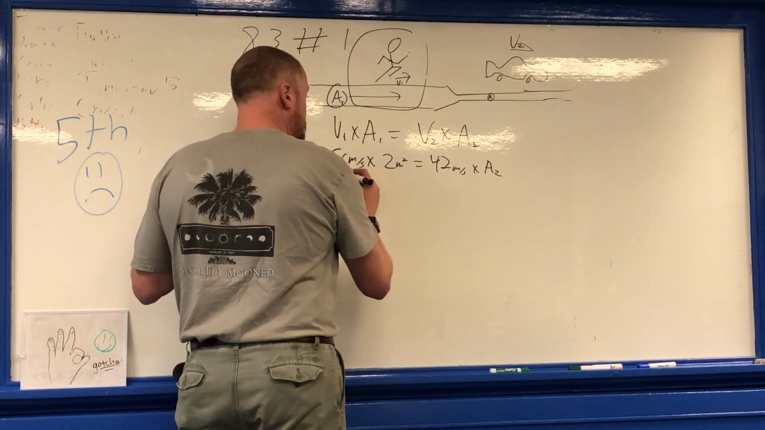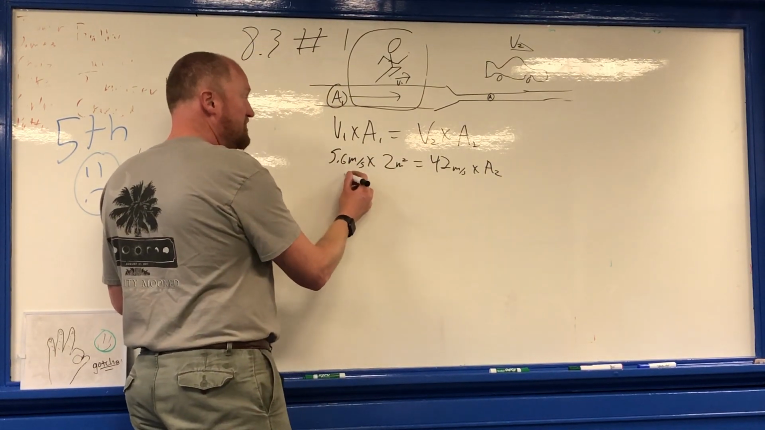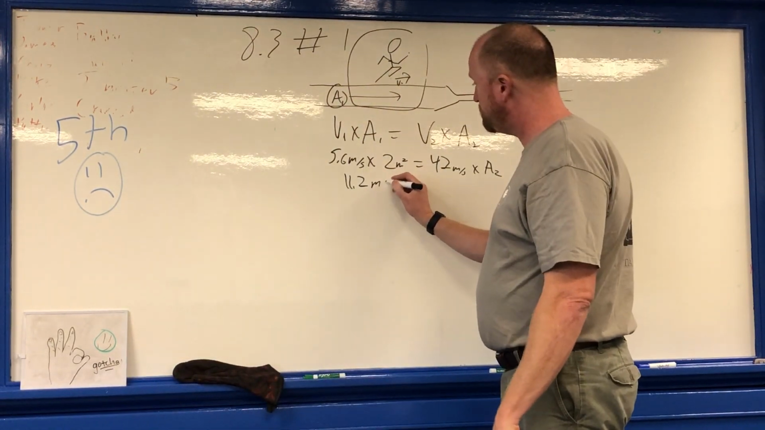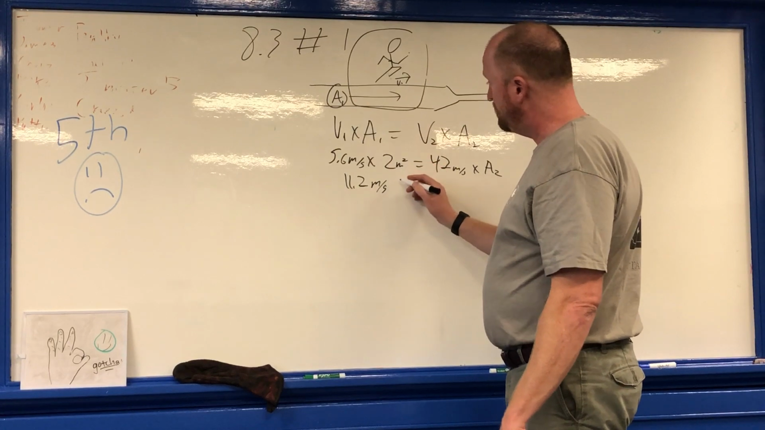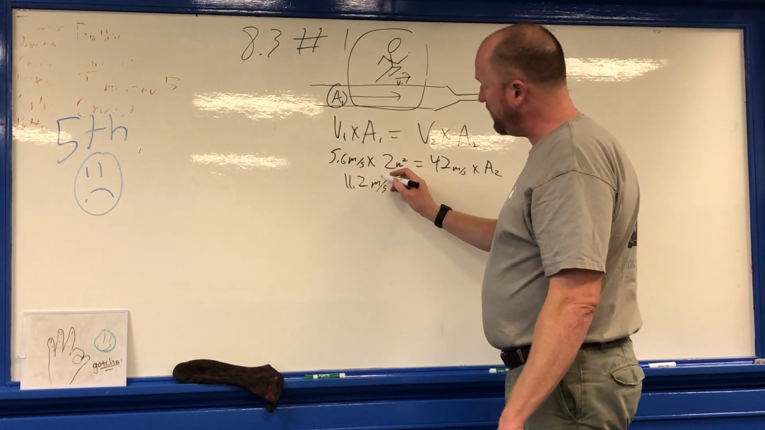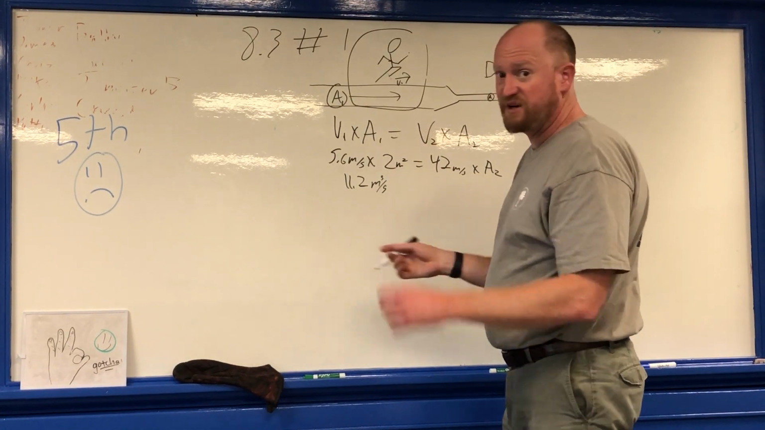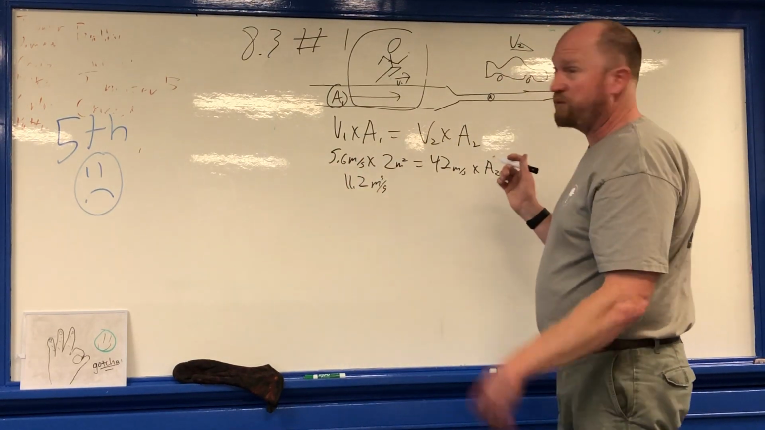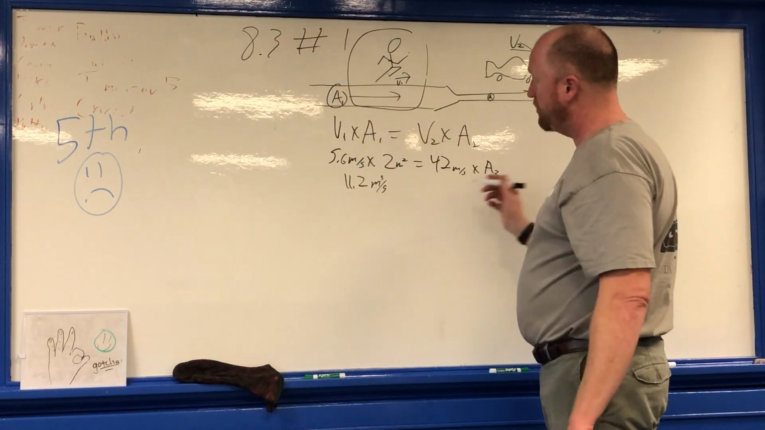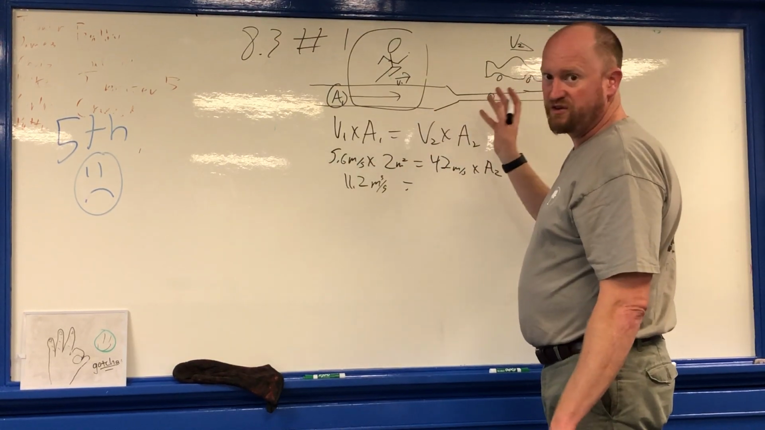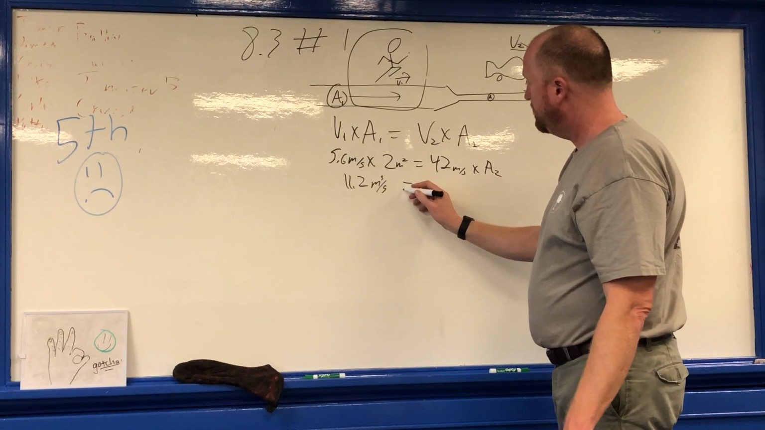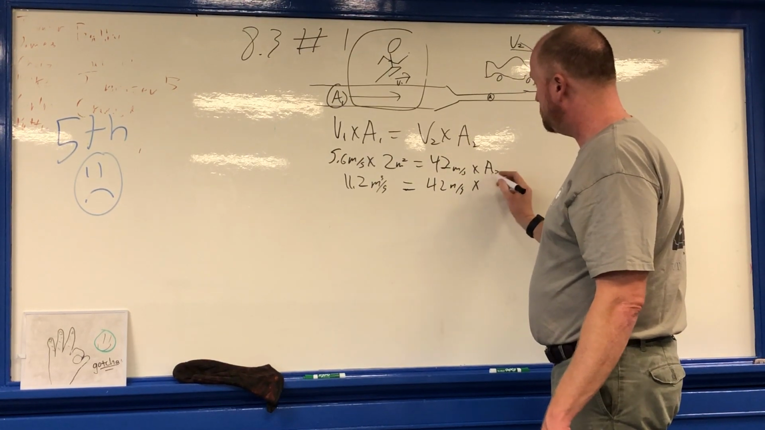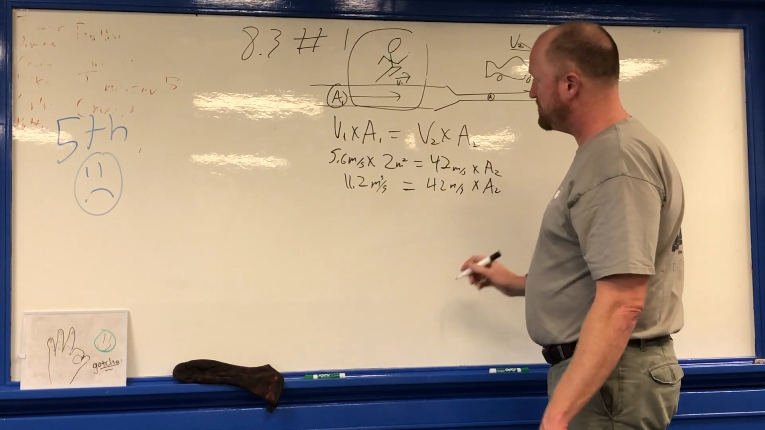So, multiply these together. 5.6 times 2 is 11.2 meters per second times meters squared. Ironically enough, the whole thing is meters cubed per second because it's a volume. It's that many cubic meters per second. What we now have is actually a volume in motion, or the total flux of the pipe, equal to 42 meters per second times that mysterious area.